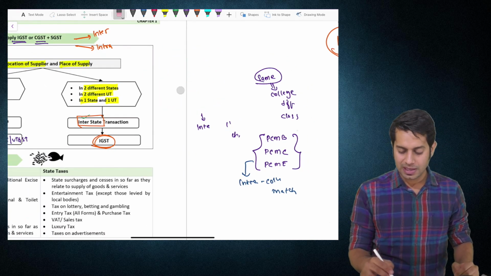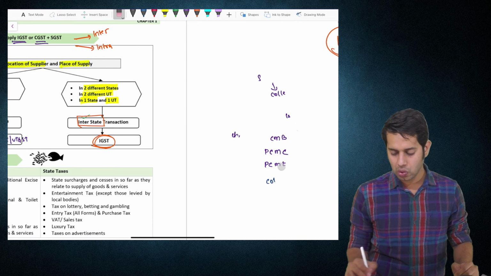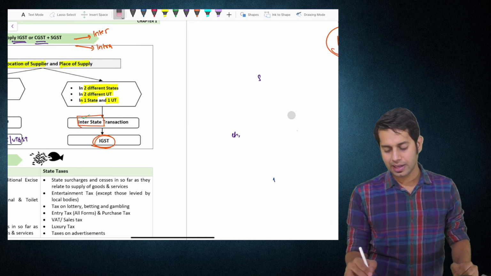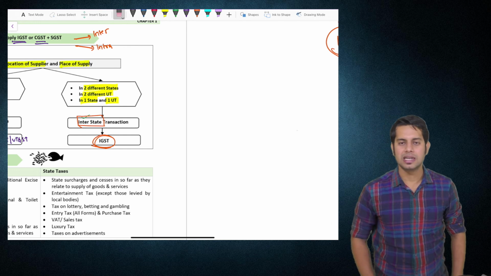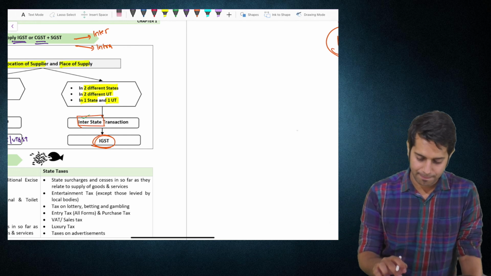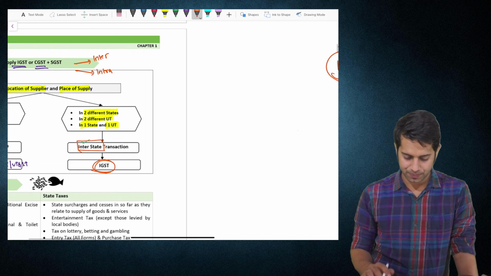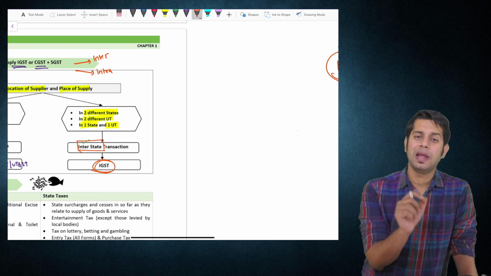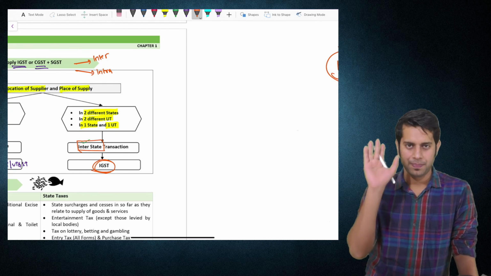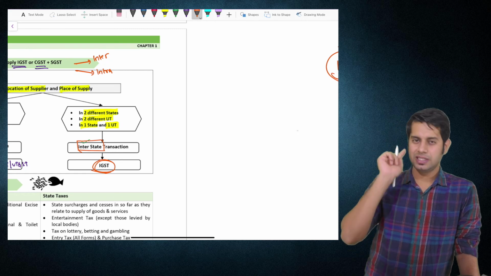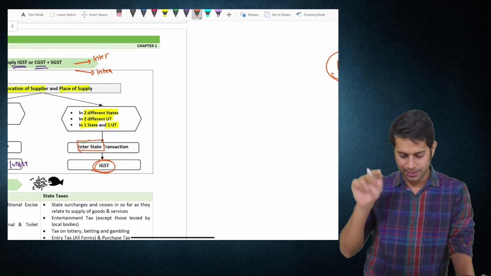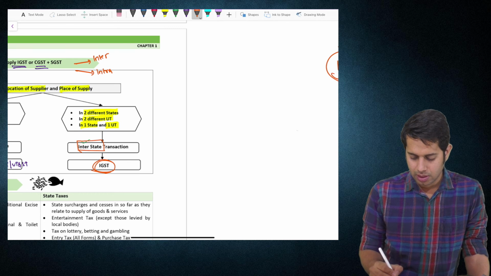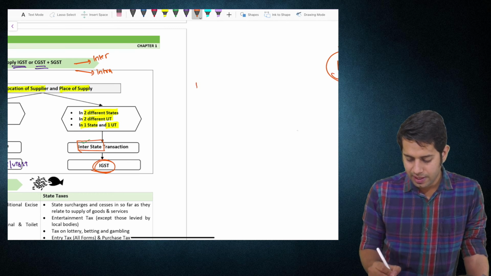Anyways, now let me give different examples and let us decide whether that is intrastate supply or interstate supply and what is required to be levied. Again, please note, the definition of interstate and intrastate supply we will study in the chapter on charging section, chapter number 3. Now, we will take different examples.